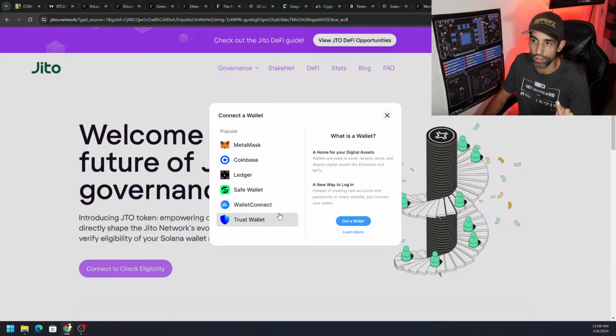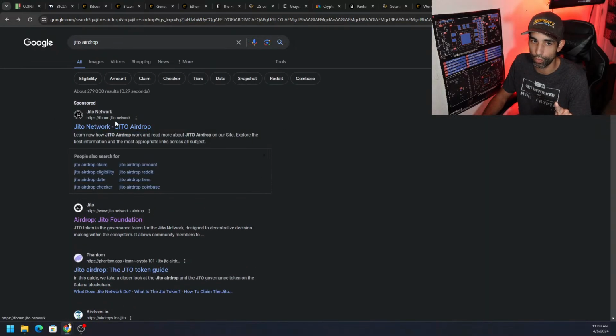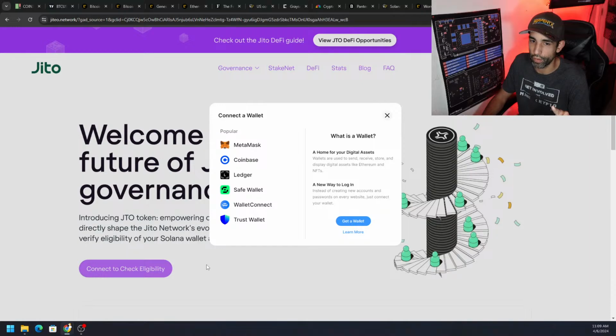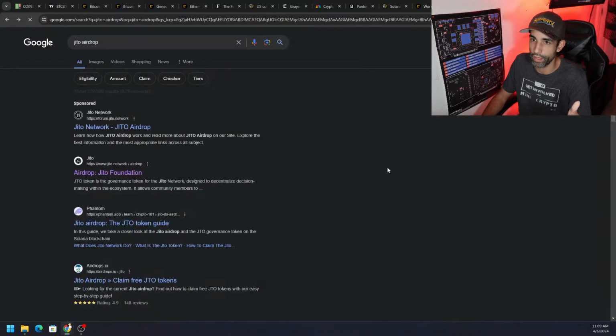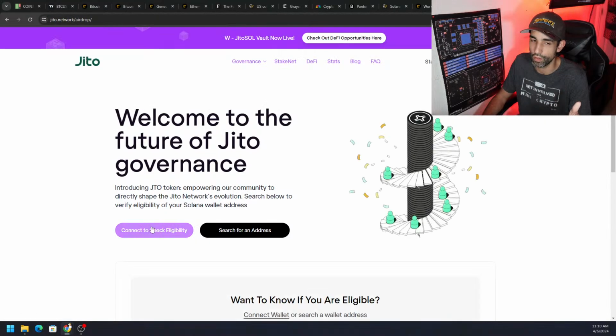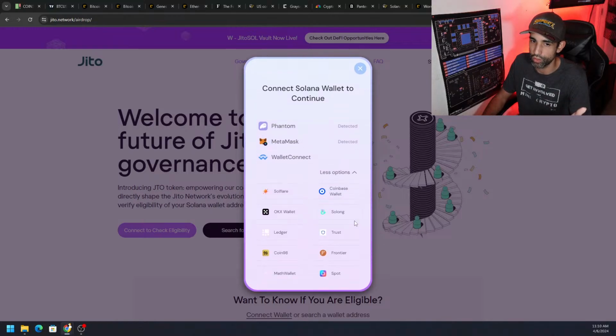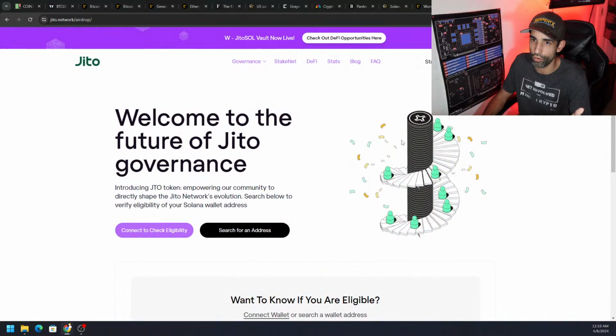It's a redirect, right? Because if you go back to the Google search, look at what the website says. It's supposed to be form.jito.network. But when we click on it, it goes to jiteo.network with a long string of numbers and letters behind it. And when we check availability, it wants to connect to MetaMask, Coinbase, Ledger, whatever, Wallet Connect, but it doesn't show Phantom. It should automatically show Phantom right off the bat, because when we go to the official website and check availability, it shows Phantom, MetaMask, Wallet Connect with more options, right? Doesn't have Ledger, doesn't have some of the other items on there.